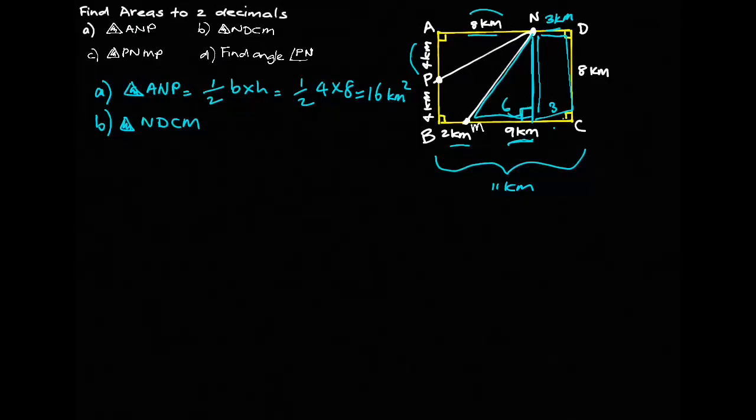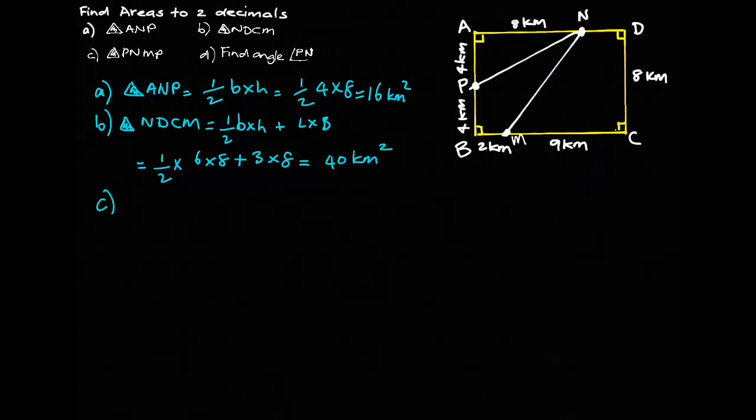This is a right angle triangle and the perpendicular height is 8. So we've got that area is equal to a half base times height of the triangle plus length times breadth of the rectangle, and that equals a half times 6 times 8 plus 3 times 8. And that equals 40 kilometres squared.